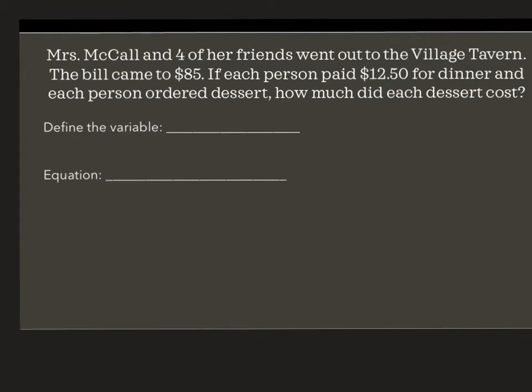This one says Miss McCall and her 4 friends went out to Village Tavern. The bill came to $85. So there's my total. I'm going to highlight that. If each person paid $12.50 for dinner, and each person ordered dessert, how much did each dessert cost? So I'm going to use C, and that's going to be the cost of each dessert. You can use whatever letter you would like. All right, C, cost of each dessert.